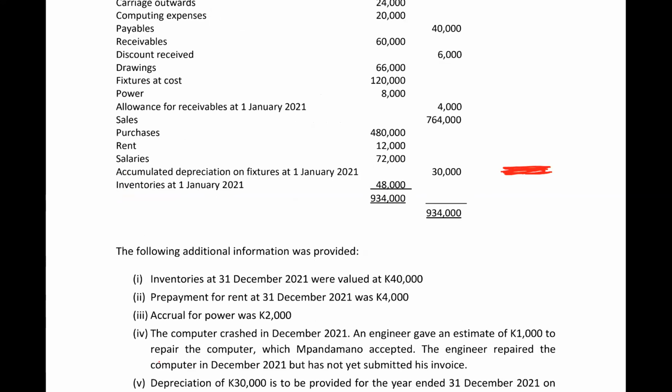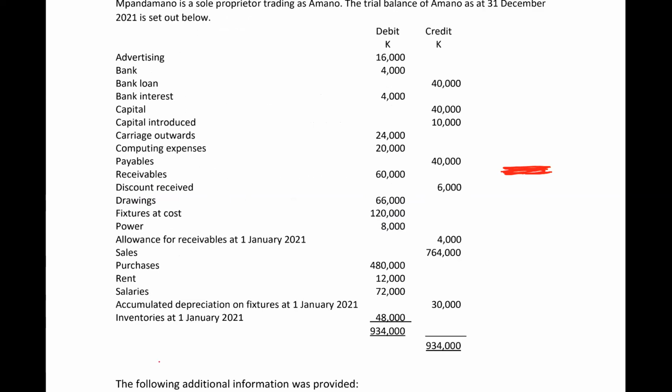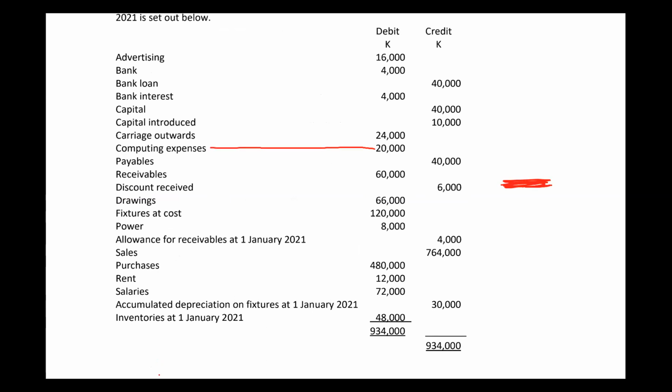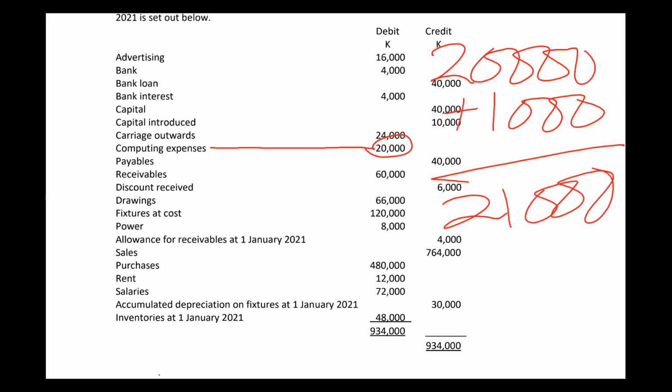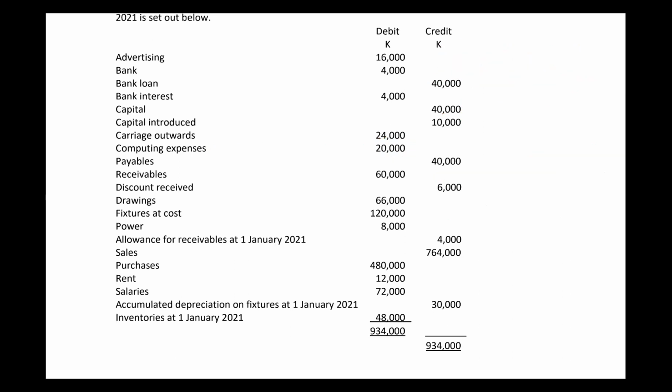Okay. Since it's an expense for computer, you go to computing expenses. Have you seen the computing expenses? They are here, 20,000 computing expenses. So you say 20,000 plus that 1,000. It's more like an accrue. It's an accrue for expenses, for computing expenses. Therefore, you record 21,000. Is that clear? Yes, sir.